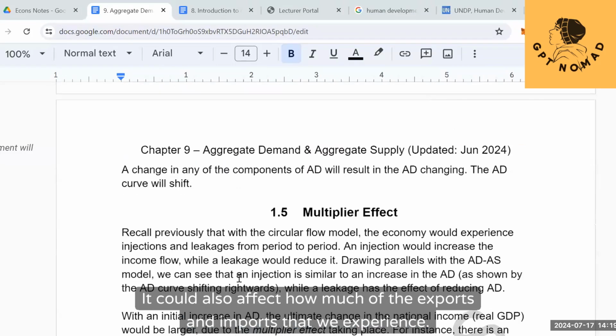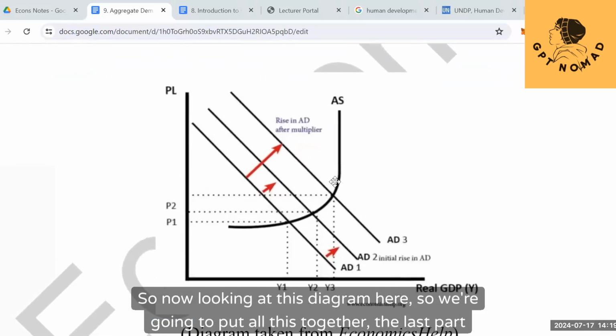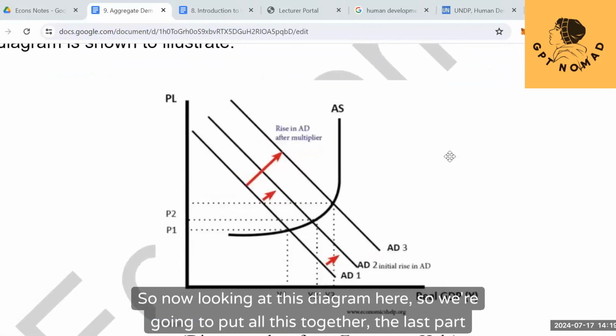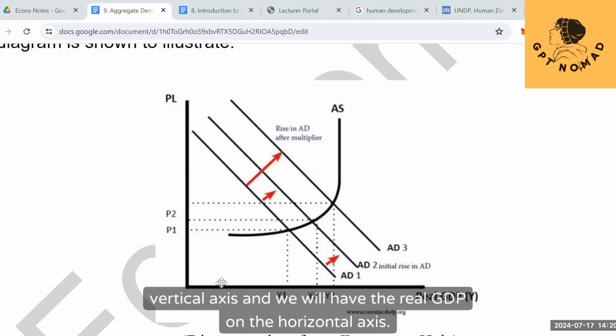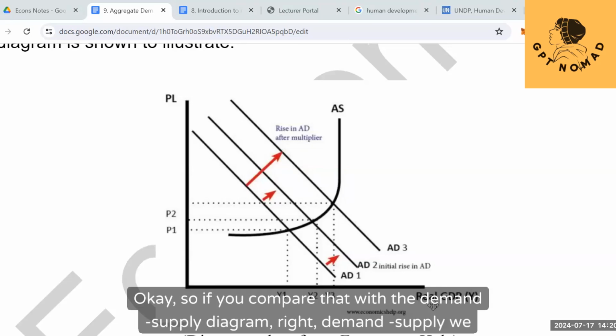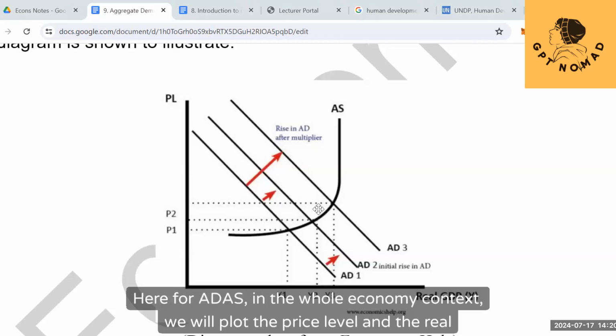Okay, so now looking at this diagram here, we're going to put all these together, the last part for today, right? So for the diagram of AD-AS, we will plot the price level on the vertical axis, and we will have the real GDP on the horizontal axis. If you compare that with the demand supply diagram, where we plot price and quantity, here for AD-AS, in the whole economy context, we will plot the price level and the real GDP.